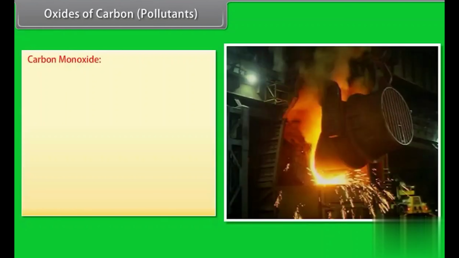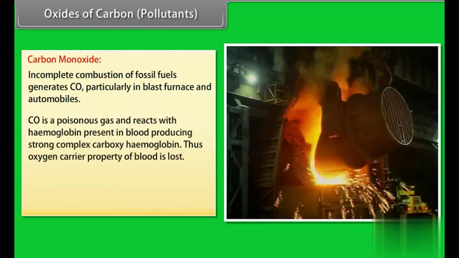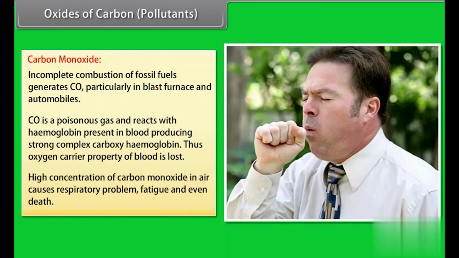Oxides of carbon. Pollutants. Carbon monoxide. Incomplete combustion of fossil fuels generates CO, particularly in blast furnaces and automobiles. CO is a poisonous gas and reacts with hemoglobin present in blood, producing a strong complex, carboxyhemoglobin. Thus, the oxygen carrier property of blood is lost. High concentration of carbon monoxide in air causes respiratory problems, fatigue, and even death.